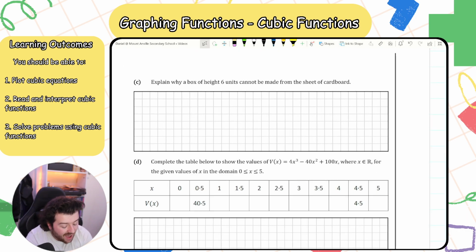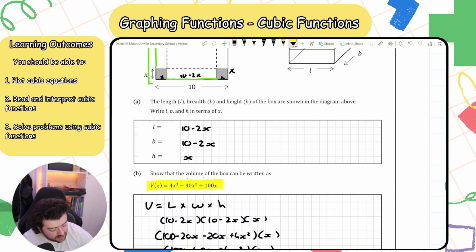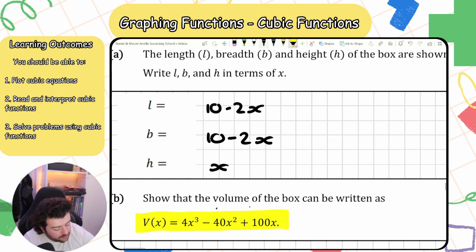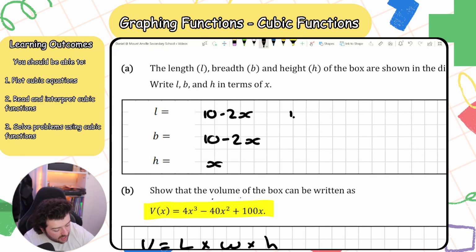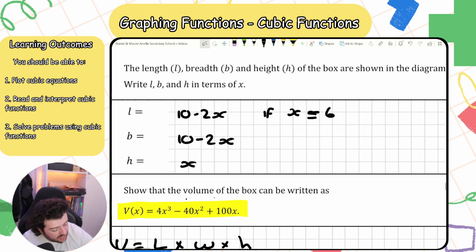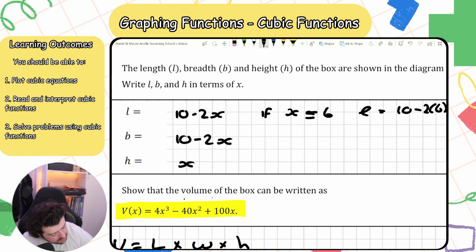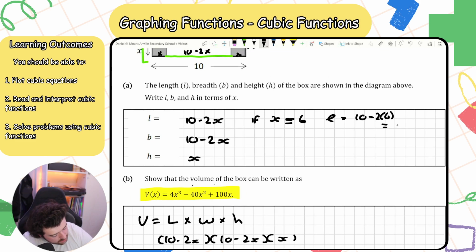Explain why a box of height 6 units cannot be made from the sheet of cardboard. Well, the box of height 6 units cannot be made from the cardboard because, if you look up here, this is my length and width, right? So my length and breadth is equal to 10 minus 2x. If x is equal to 6, because x is my height, the length will be equal to 10 minus 2 times 6, which is 10 minus 12, which is minus 2. So you can't have negative dimensions with length and width.